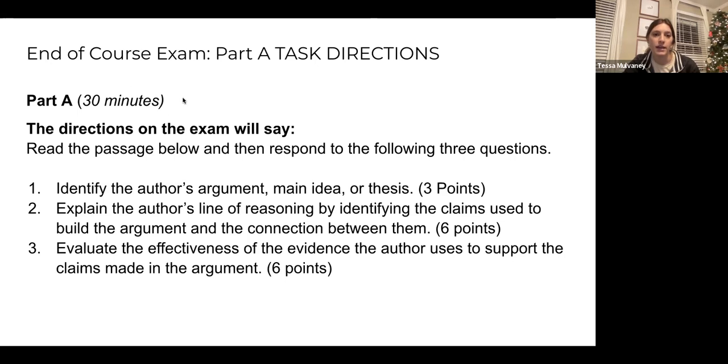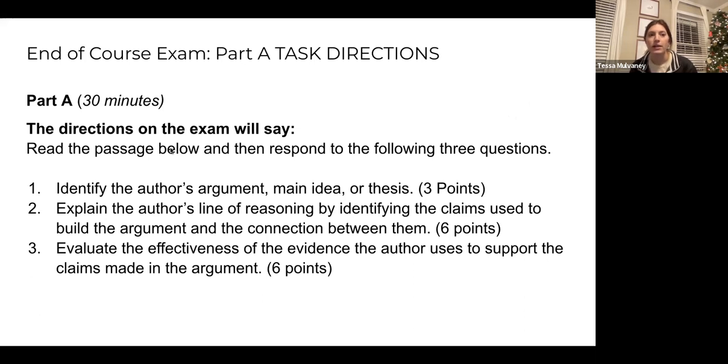During the end of course exam in May, the College Board recommends that you spend 30 minutes on this task, but you will have the full 90 minutes. This is a practice, so you can take your time with it this time around. The directions of the exam will say you're going to read the passage below. This is when they're going to give you a two-sided, one-page article, and then respond to the following three questions.